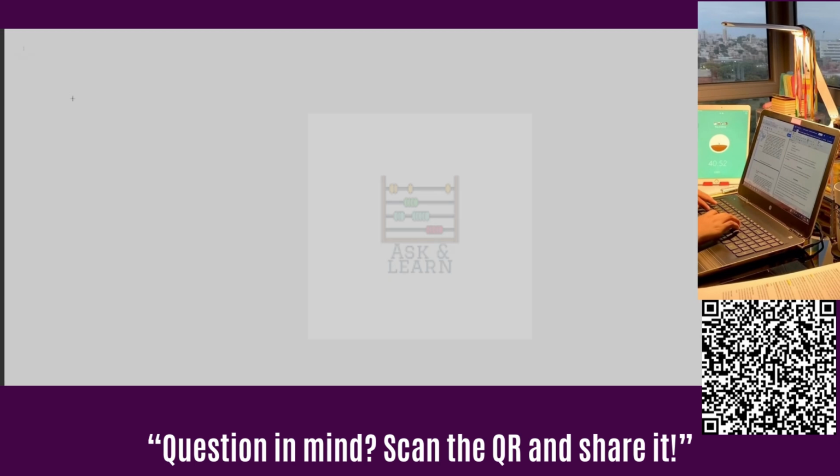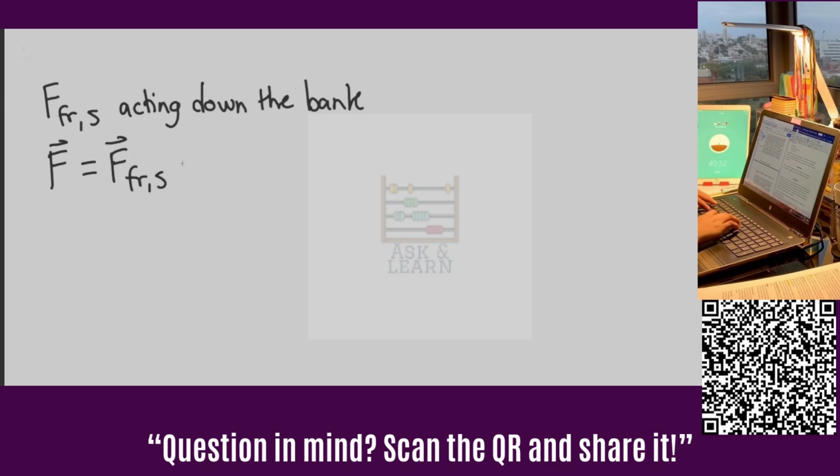So here we're going to say that the car is on the verge of sliding out, which means that the static frictional force would be acting down the bank. We can then create some vector sum F, and this would be the vector sum of the static frictional force and the normal force. At this point, we can say that F is at an angle phi, which is measured from the vertical axis.